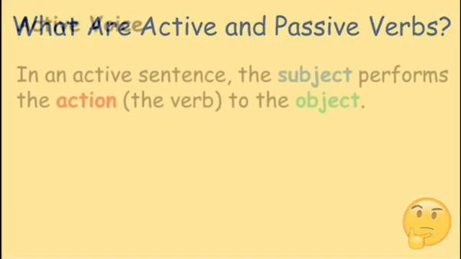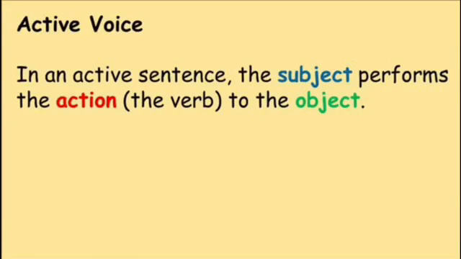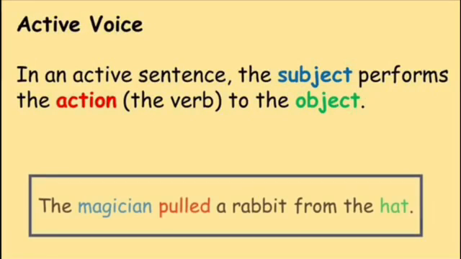So the difference between active and passive voice is that an active voice is an active sentence where the subject performs the action. Okay, so the action will be the verb. Hopefully we should all know what a verb is. To the object. So I'm going to show you an example now of a sentence that is written with an active voice. So the sentence is, the magician pulled a rabbit from the hat.